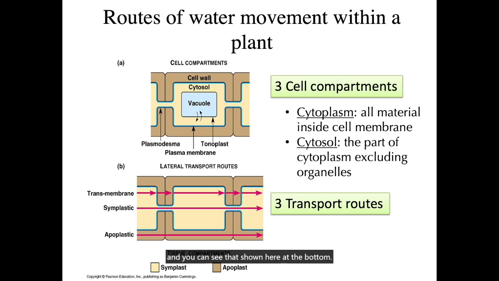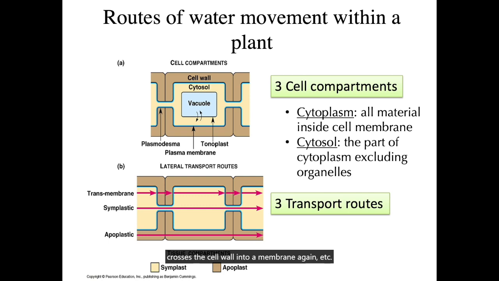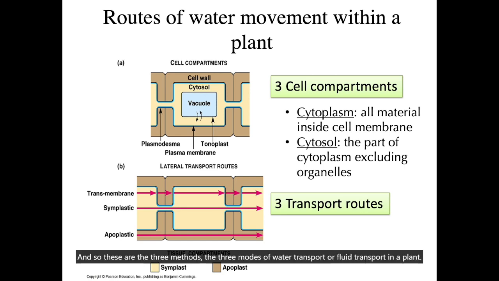And you can see that shown here at the bottom. And then there is a combination of these two, a combination of symplastic and apoplastic called transmembrane. And the transmembrane mode of transport crosses a membrane and then goes into a cell and crosses a membrane again, crosses a cell wall, into a membrane again, etc. And so these are the three methods, the three modes of water transport or fluid transport in a plant.